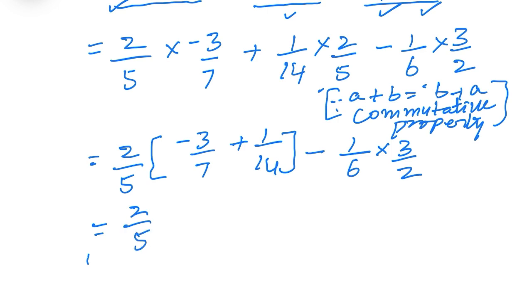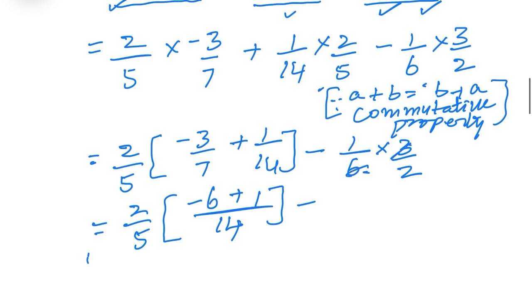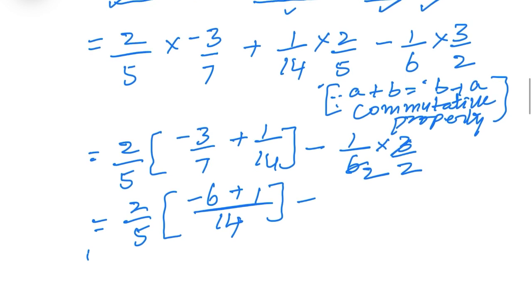2 by 5. 7 and 14. What is the LCM? 14 is the LCM because 7 2 times it divides 14, or otherwise 14 is the multiple of 7. 7 2 times, 2 into 3, you can write 6, plus 14 1 time, 1 into 1, 1, minus 1 by 6 into 3 by 2. 3 divides this one into 2 times. So what is left? 1 by 4.